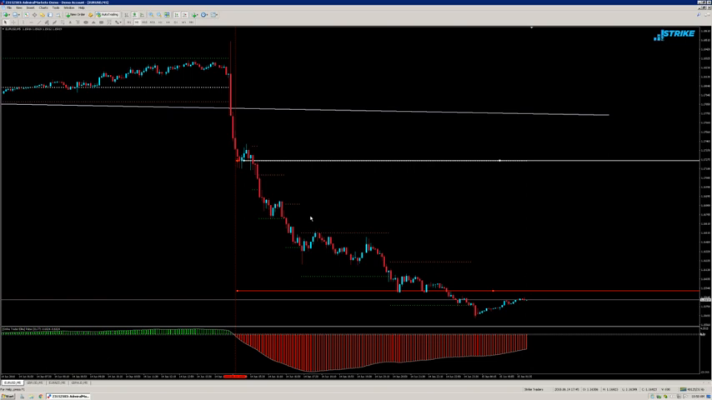See, this was actually probably quite an excellent trade in some ways. It kept on coming down and down so far, and you've hit lots and lots of targets here.